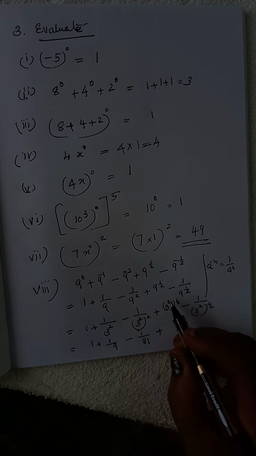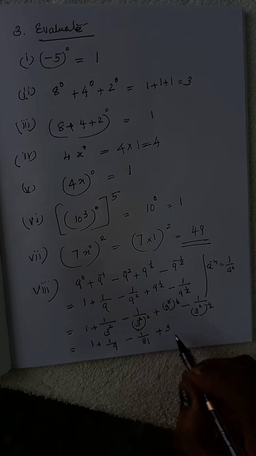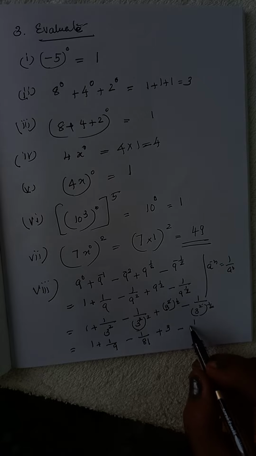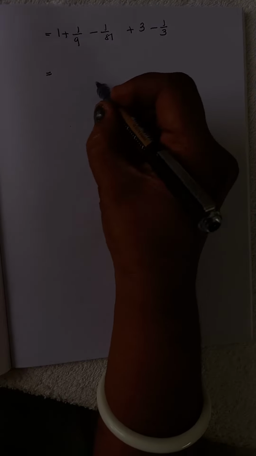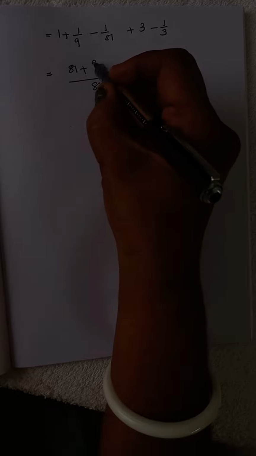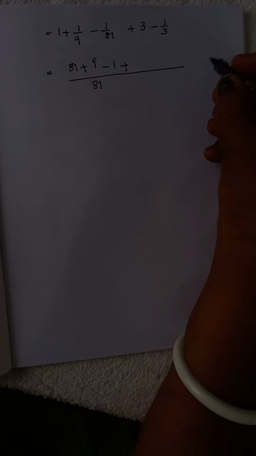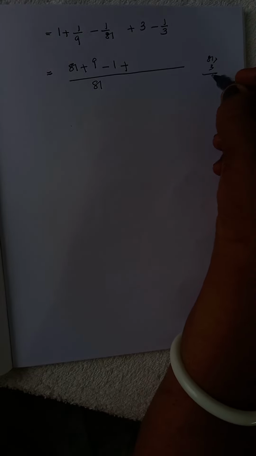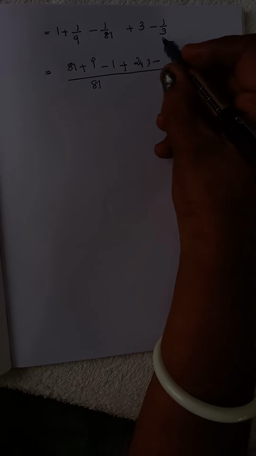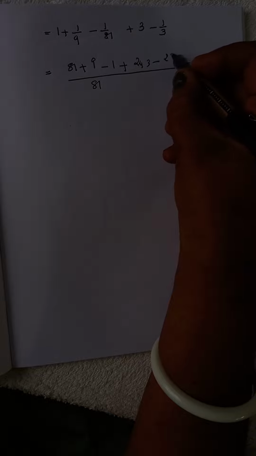Then that plus this, 3 and 1 by 3, where the 2 and 2 can be cancelled. So 81 is the LCM. So 81 plus 81 by 9 is 9, 9 into 1 is 9. Then minus 81 by 81 is 1, 1 into 1 is 1. Then that plus 81 into 3, that is 243. Then 243 minus 81 by 3 is 27, 27 into 1 is 27.